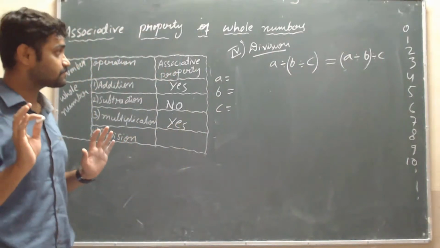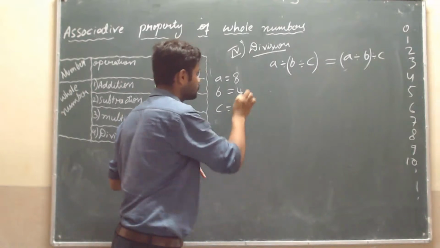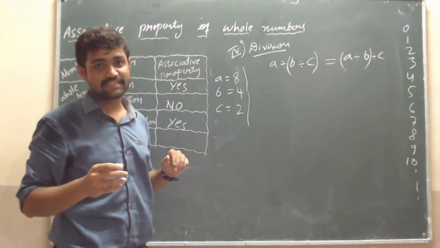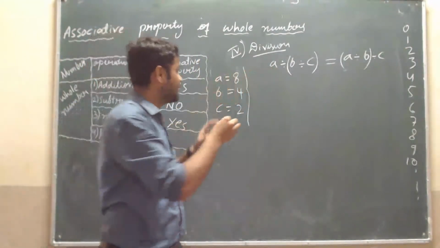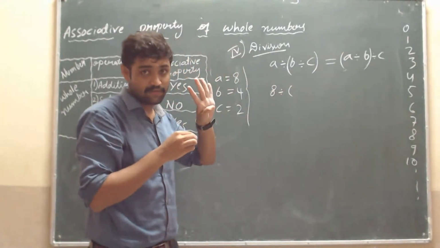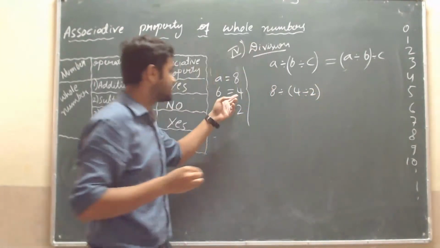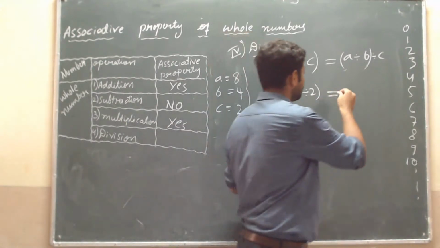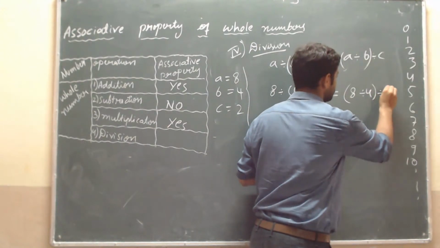One change: I will put brackets here. Now, A value is 8, B value is 4, and C value is 2, because these are whole numbers. Then substitute these values in this equation. A is 8 divided by B is 4 divided by C is 2. I don't know whether these are equal or not.